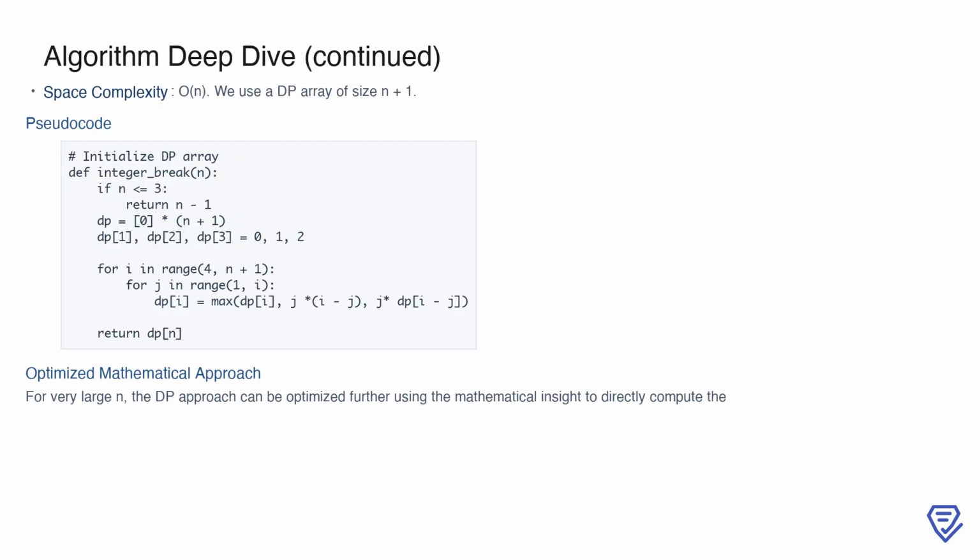We initialize a dp array of size n plus 1, with base cases dp[1] equals 0, dp[2] equals 1, and dp[3] equals 2. For each i from 4 to n, we iterate through all j from 1 to i-1, updating dp[i] with the maximum of the current value, j times (i-j), or j times dp[i-j]. At the end, we return dp[n] as the result. This ensures that we calculate the maximum product efficiently for all numbers up to n.